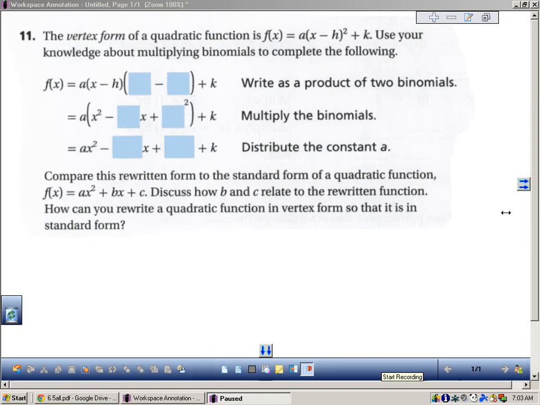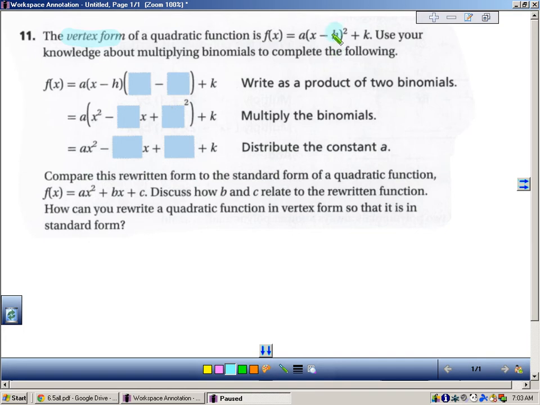It says the vertex form of a quadratic function f of x equals a times the quantity x minus h squared plus k. Use your knowledge of multiplying binomials to complete the following. Now, you may have never seen this form. What this does is when we talk about the vertex, we talk about the point on a parabola that represents either the highest maximum point or the minimum lowest point on the parabola. And I'll give you an example of that.